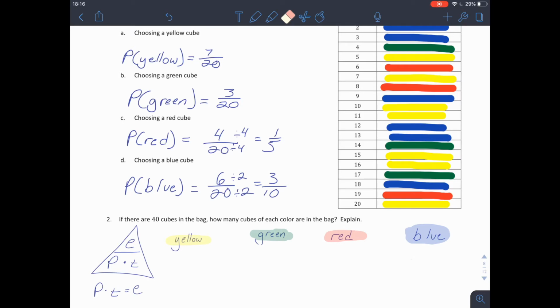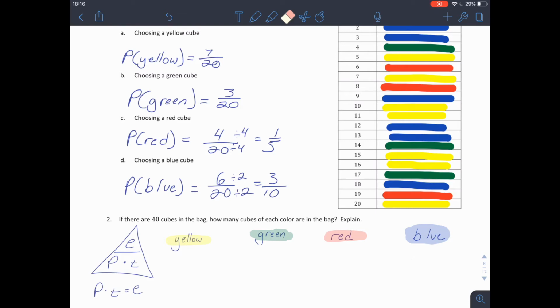So in this case, since we're looking to see how many of each color is in there, that's going to be our event. It's in that part of the triangle. And we're going to take the probability for each color and multiply it by the total number of cubes in the bag, which was 40. So you can pause the video here to try to calculate this on your own and then check back with the video.